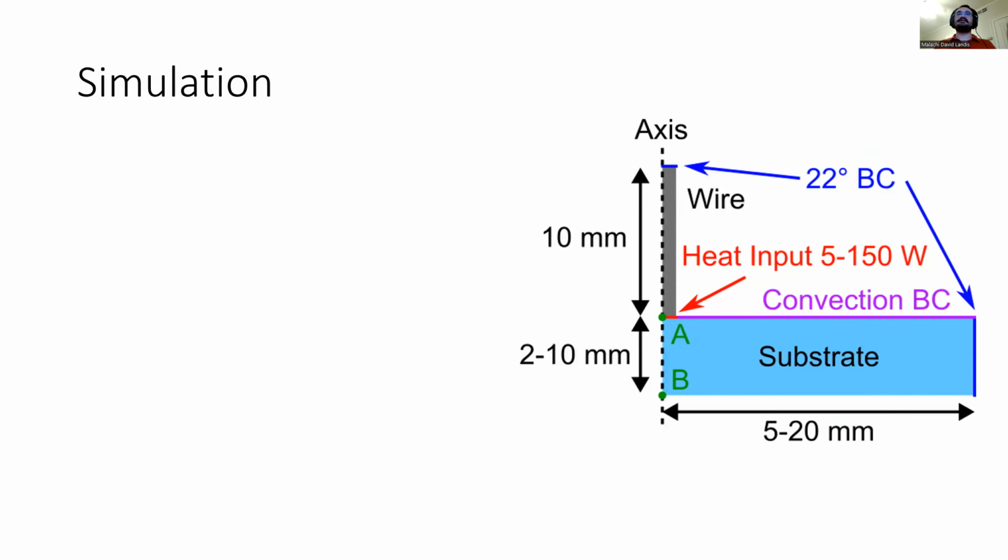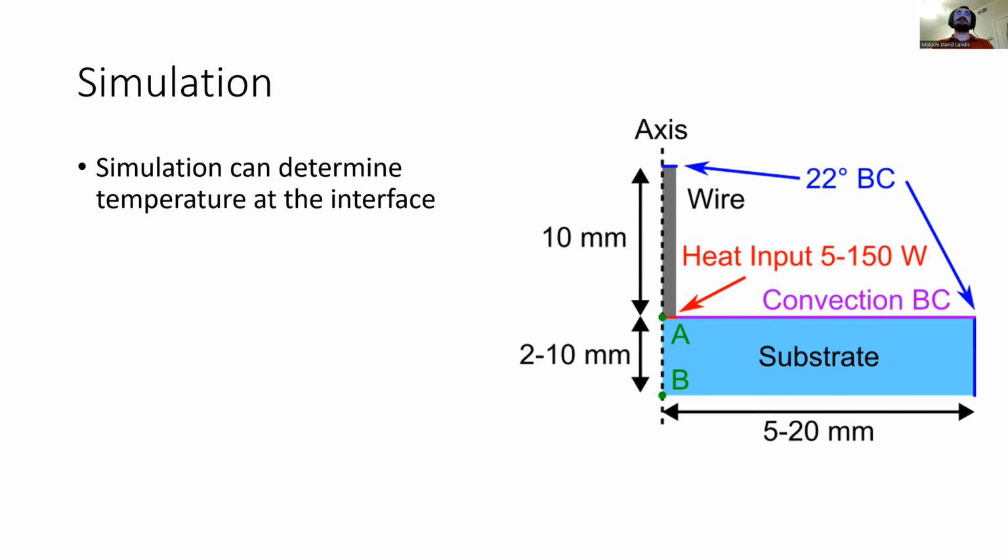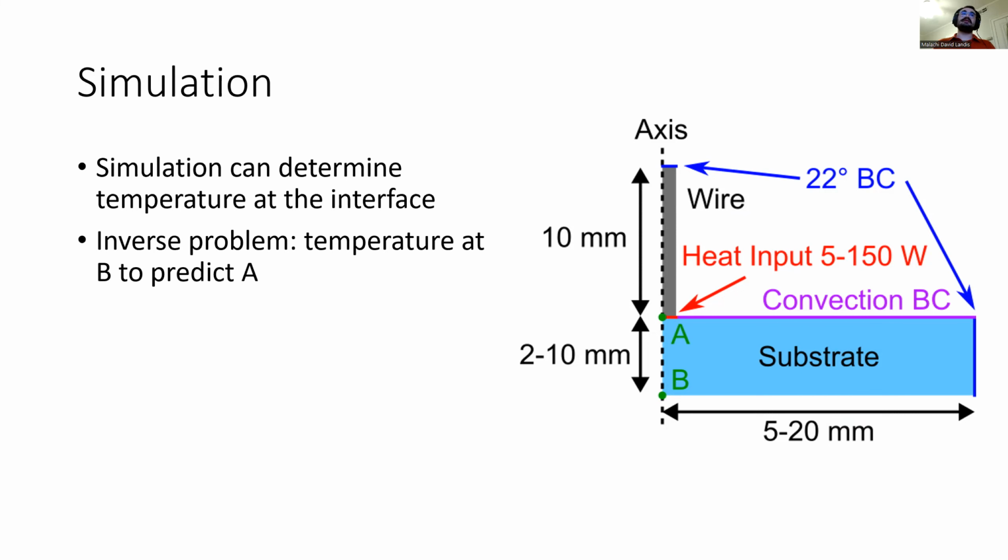So here's the axisymmetric simulation I'm running. I have a heat input between the wire and the substrate. I have boundary conditions on the substrate and the wire, and I'm varying the heat input, the substrate thickness, and the substrate radius. So the simulation can determine the temperature at the interface. It can't really do the inverse problem of using the temperature at B to predict A. But we'll do that with machine learning.